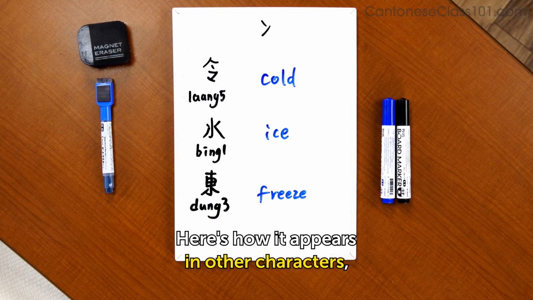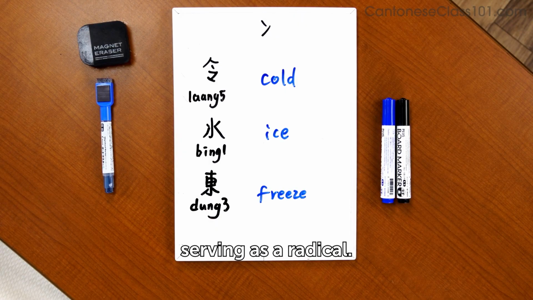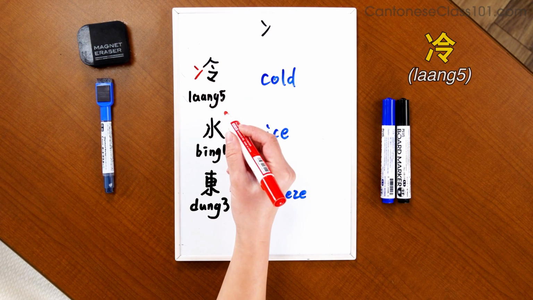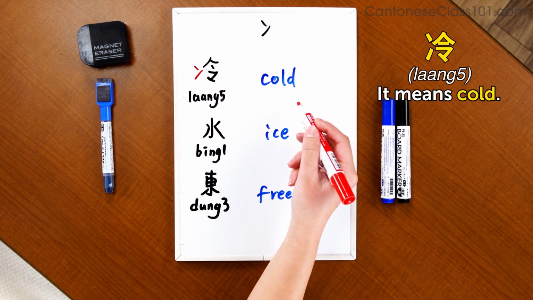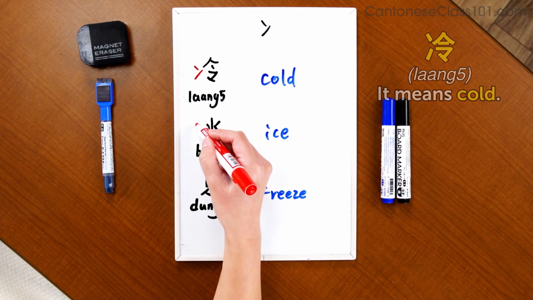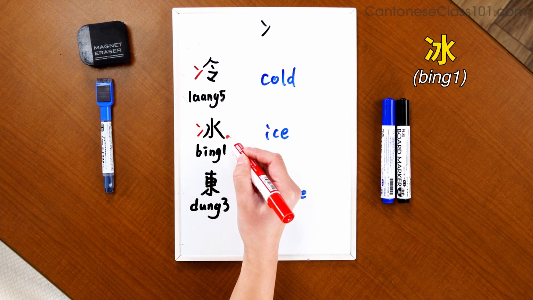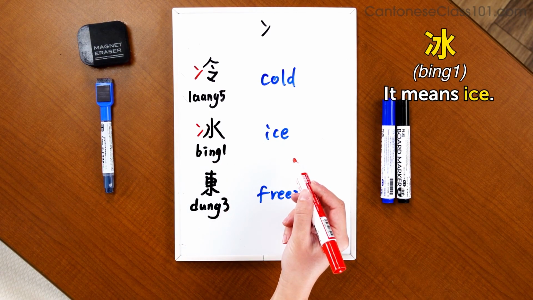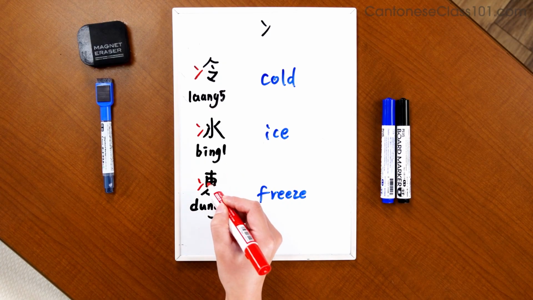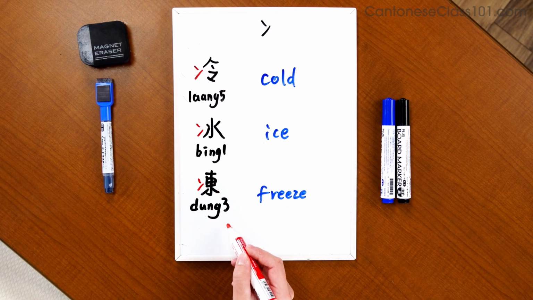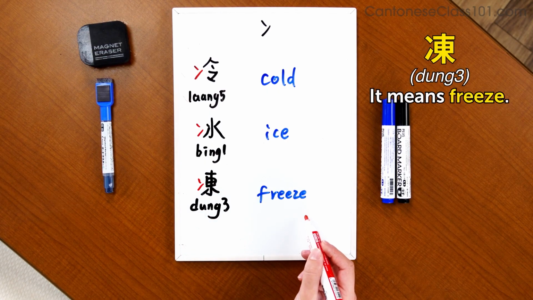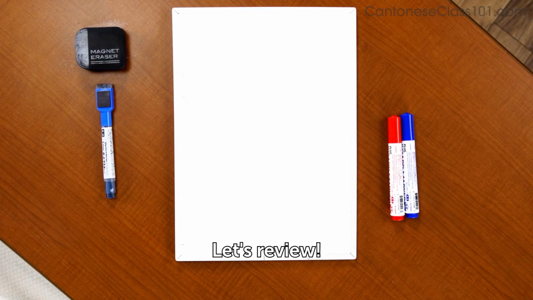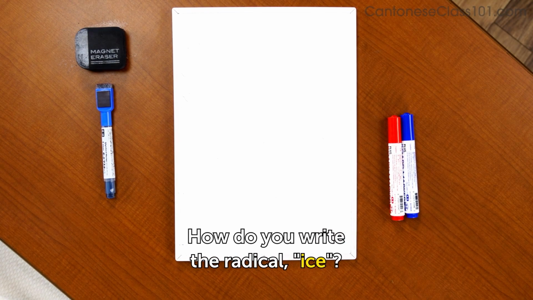Here's how it appears in other characters, serving as a radical. 冷 It means cold. 冰 It means ice. 冻 It means freeze. Let's review. How do you write the radical ice?